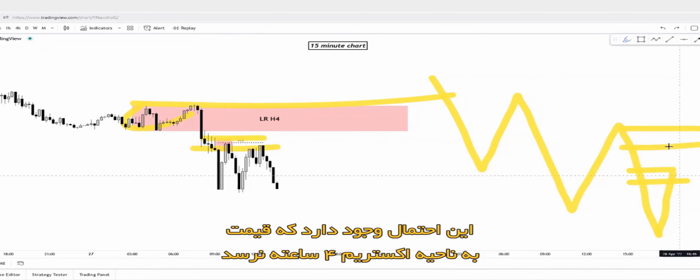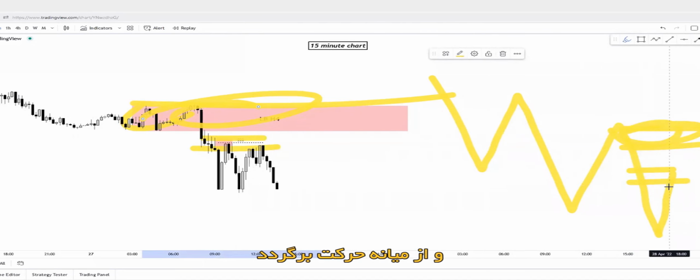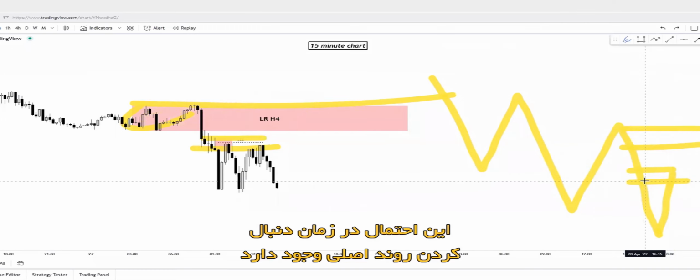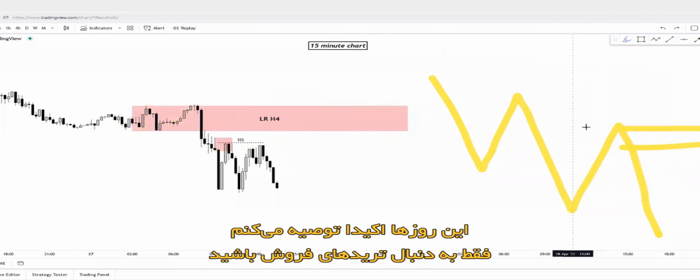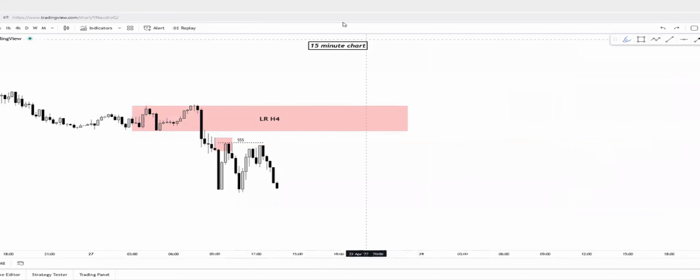So there's a chance that price won't even come up to this extreme zone, won't even come up to the 4-hour extreme zone, just reverse in the middle of nowhere. I mean, in the middle of the movement, right? There's a chance, and you're following the main trend. I really recommend you to only open short opportunities in these days, because the trend is extremely bearish.